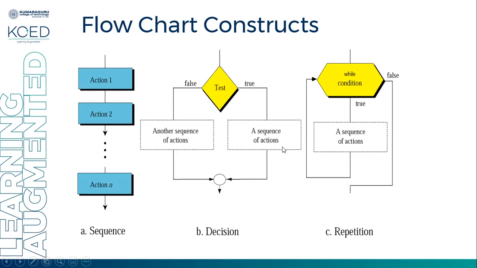Then repetition, the looping statement. While the condition holds, the loop has to repeat. A sequence of actions will be continuously executed until the condition is true, and when the condition is false, the flow line will come out of the looping statement. This is known as a repetition.